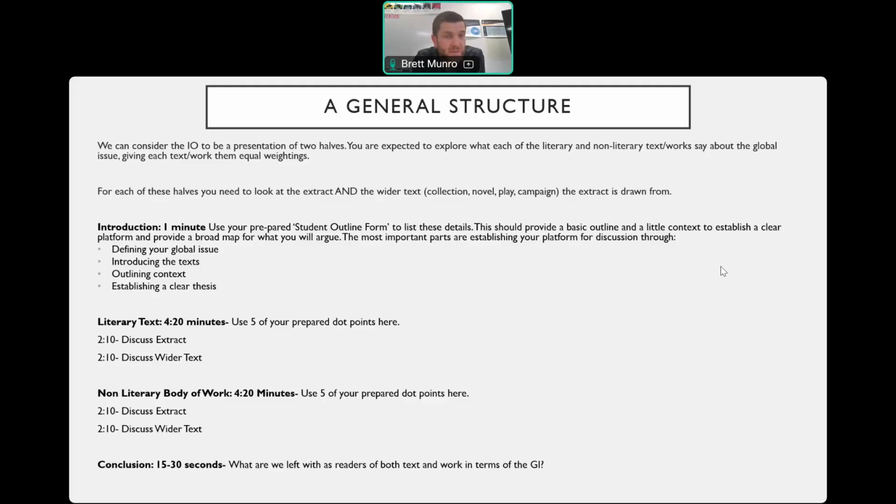The last 15 to 30 seconds should be your conclusion, and that's where we are exploring what we are left with as readers of both texts and the works in terms of the global issue.